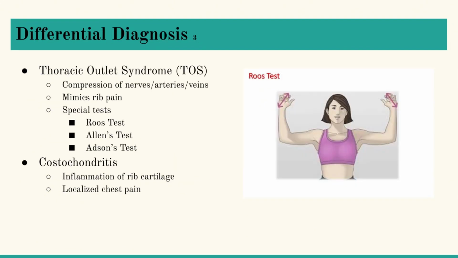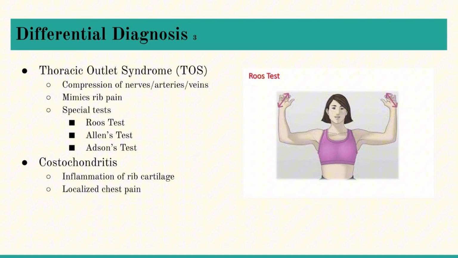So for differential diagnosis, we have two specific conditions. The first one is thoracic outlet syndrome, which involves compression of the nerves, arteries, or veins that pass through the thoracic outlet. This condition can mimic rib dysfunction, as patients may experience pain and discomfort in the chest and upper back. However, thoracic outlet syndrome is characterized by neurological and vascular symptoms such as numbness, tingling, and weakness in the arms or hands.